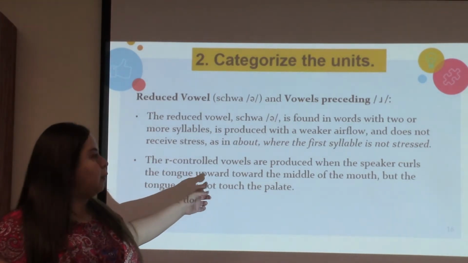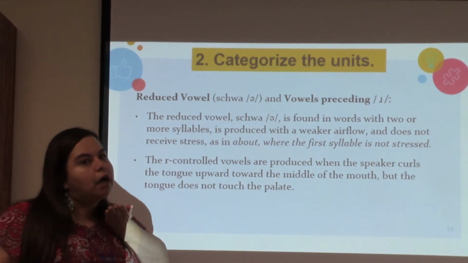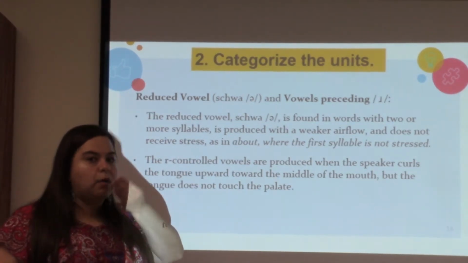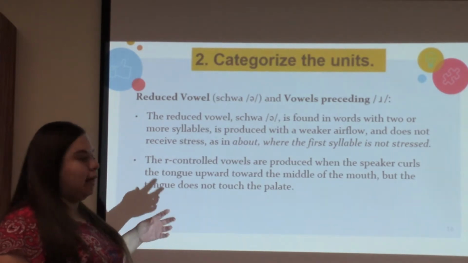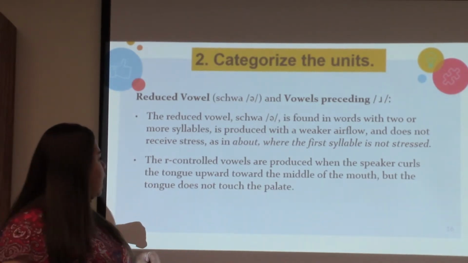The R-controlled syllables, this one the speaker is going to do a curl upwards with the tongue. It's not going to touch the palate, but it does curl, and that's how it influences those vowels and how they sound.